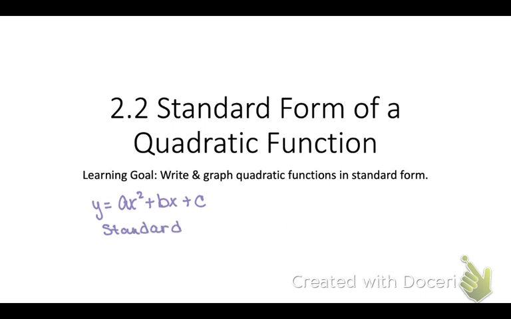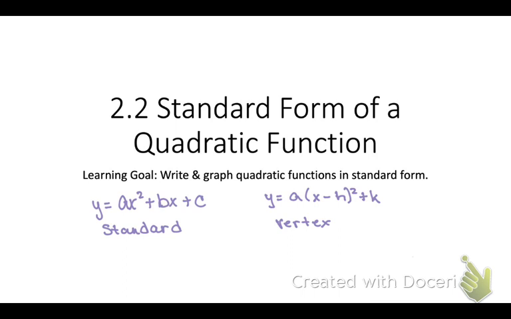The vertex form. Okay, so vertex form, and what was that? y equals a times (x minus h) squared plus k.